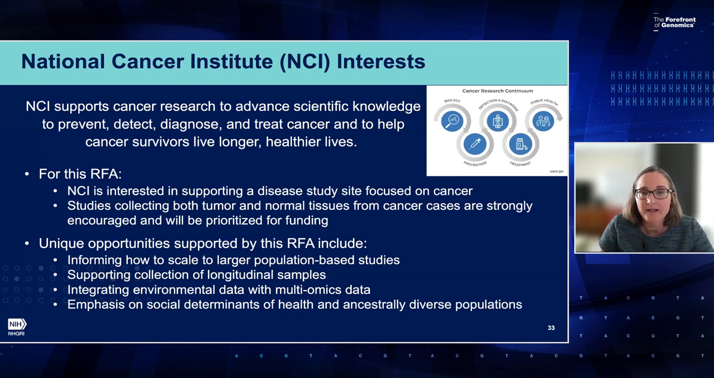For this RFA, NCI is interested in supporting a disease study site that is focused on cancer. And note that studies collecting both tumor and normal tissues from cancer cases are strongly encouraged and will be prioritized for funding. We're excited about this RFA, and we see several unique opportunities here, including informing how we can scale these multi-omic studies to larger population-based studies, supporting the collection of longitudinal samples, integrating environmental data with multi-omics data, and the emphasis on the study of social determinants of health and ancestrally diverse populations. And with that, we're happy as well at NCI. You can email Melissa and I if you have any questions, and I'll turn it back to Joannella.